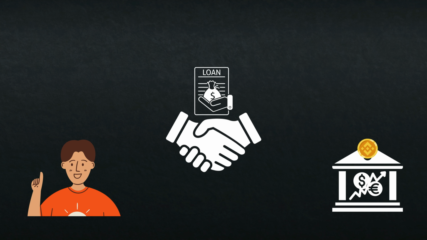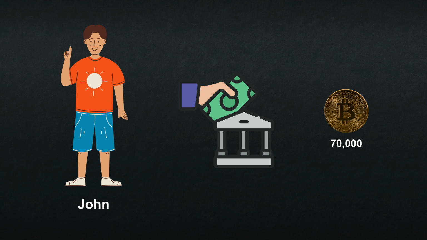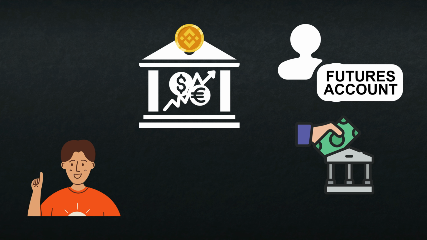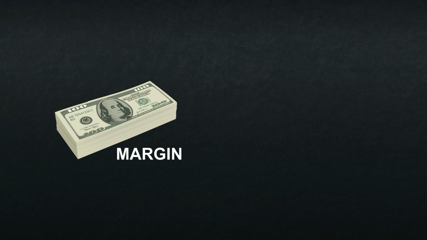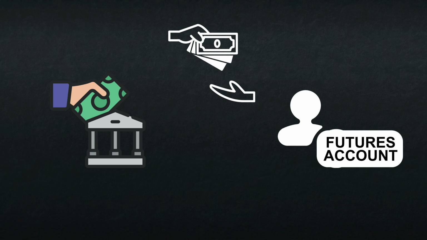And the exchange agreed. Now, instead of John depositing the whole $70,000 to buy 1 BTC, the exchange will ask him to open a futures account and deposit his $10,000. That $10,000 will serve as collateral in margin trading or futures trading. This is called the margin, or initial margin, in futures trading. Once John has deposited his 10k, he will be automatically given the additional 60k he's asking for.